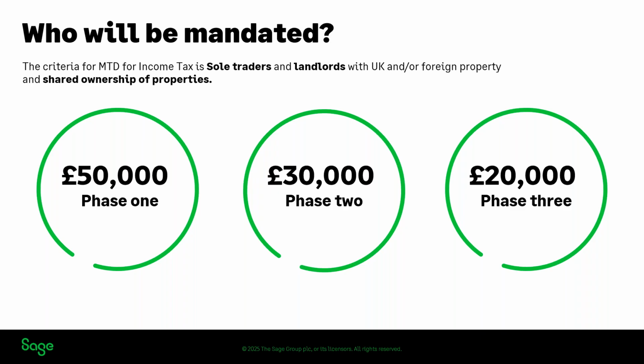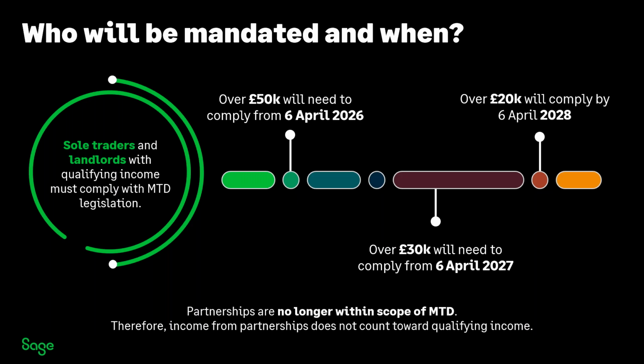So phase 1, which is April 26, is based off those earning over 50,000 a year. Phase 2 is income over 30,000, and phase 3 is over 20,000. As I've just mentioned, you might be wondering when this is all going to be happening. So 50,000 will need to comply by the 6th of April 2026. Over 30,000 will be the 6th of April 2027. And over 20,000 will be the 6th of April 2028.